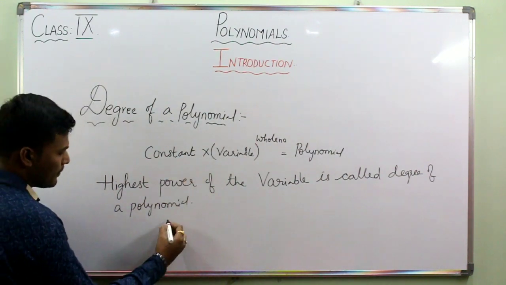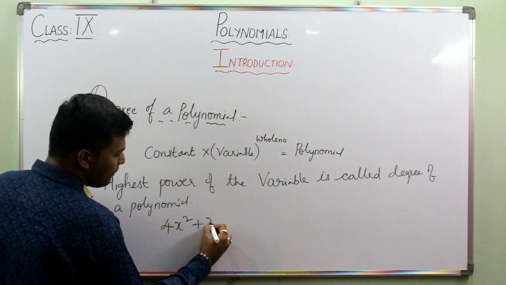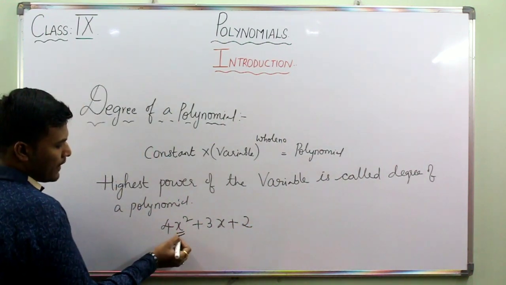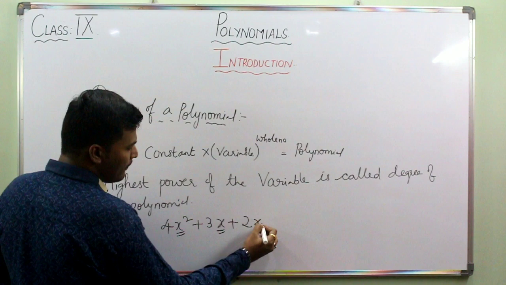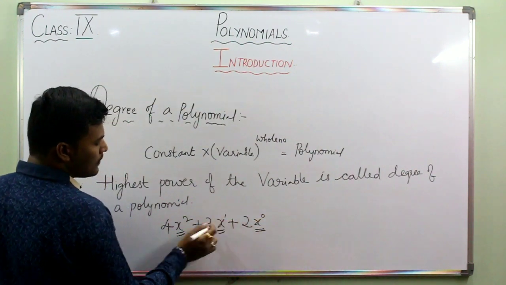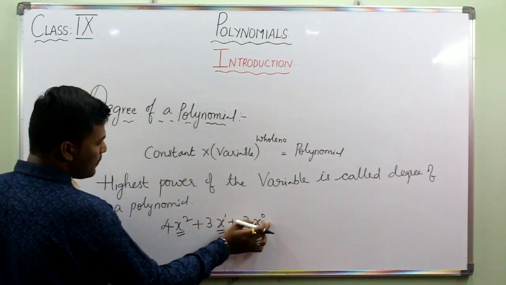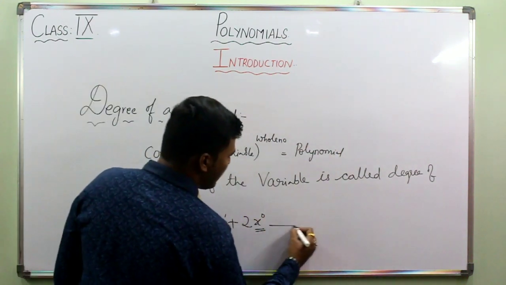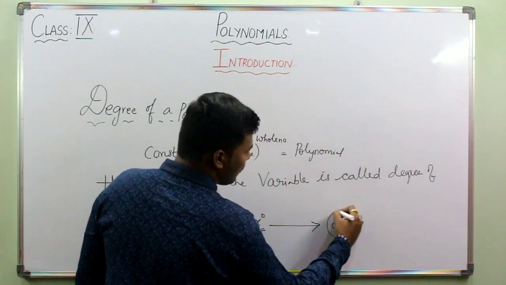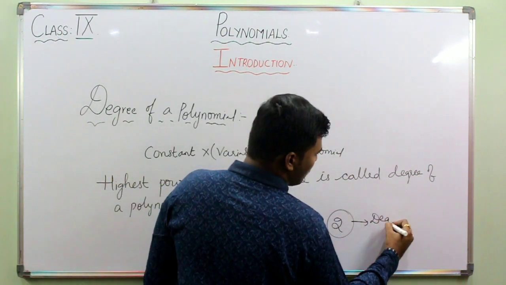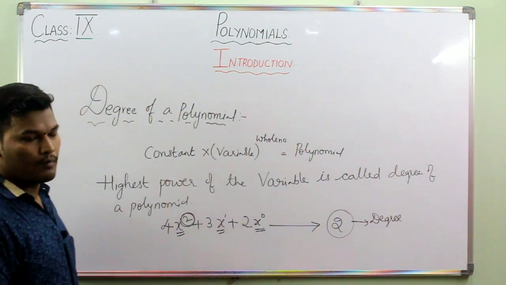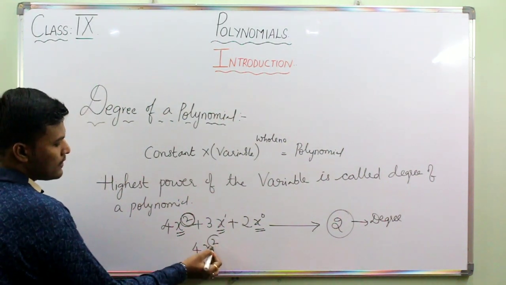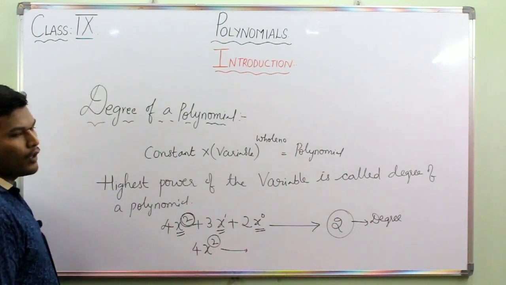What does it mean? Let us take an example: 4x square plus 3x plus 2. Here the variable is x, and here also I'll have x to the power of 0, right? What is the highest power in this? It has 0, it has 1, it has 2. So 2 is the highest one, hence the degree of the polynomial is 2. Suppose I have only 4x square, so this 2 is again the degree of the polynomial.